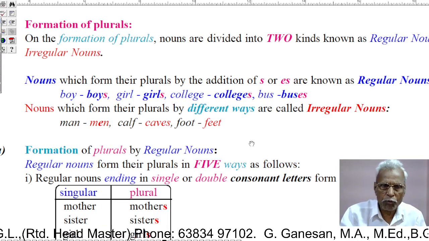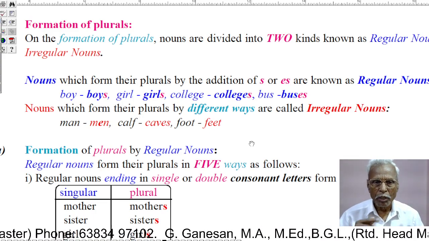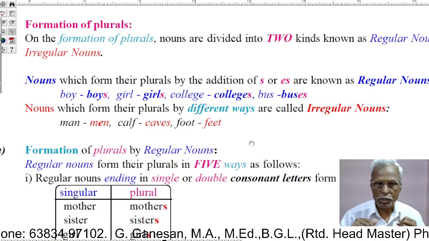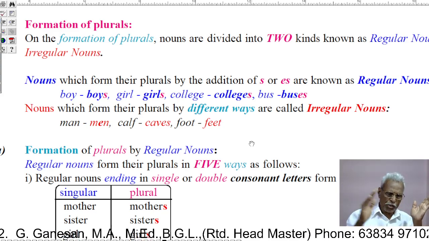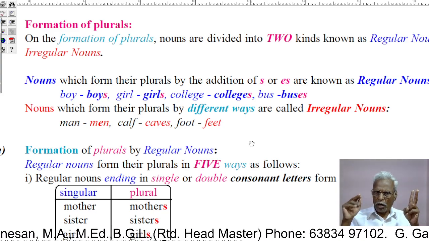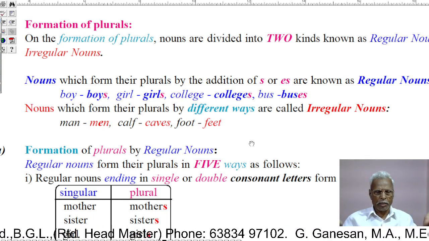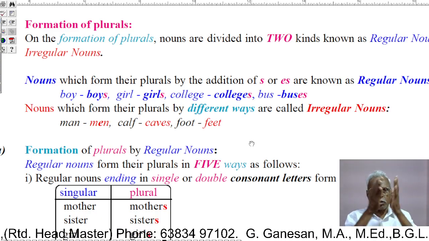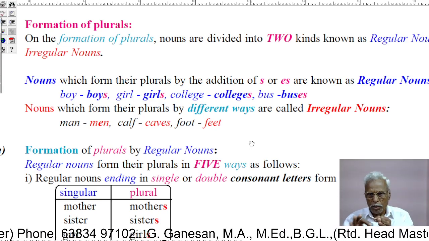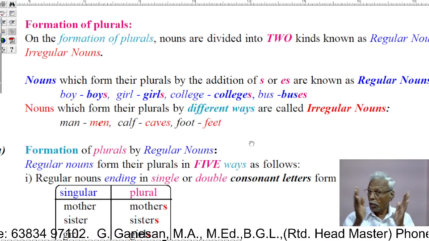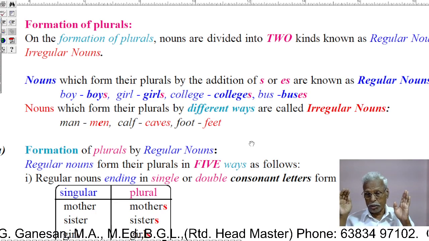On the basis of forming plural, English nouns are divided into 2 kinds, known as regular nouns and irregular nouns. Then let us see. There are 2 kinds of nouns in the formation of plurals. One is regular and another is irregular. Now first let us see what are regular nouns. Nouns which form their plurals by the addition of s or es are known as regular nouns.